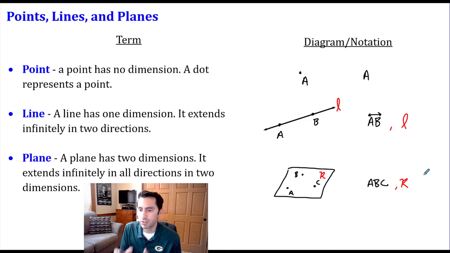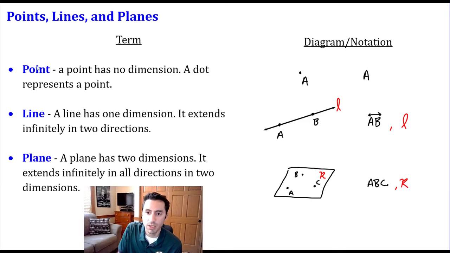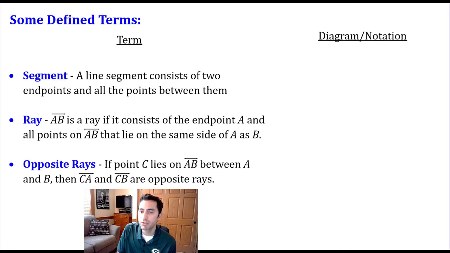Okay, so those are undefined terms. That's the beginning of geometry. Now that we know those, we can use these terms to define some other ones. So our first initial defined terms, I have segment, ray, and opposite rays. And I hope that you see how these are related to what we began with.